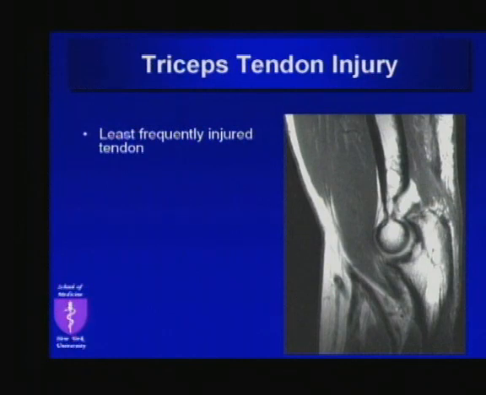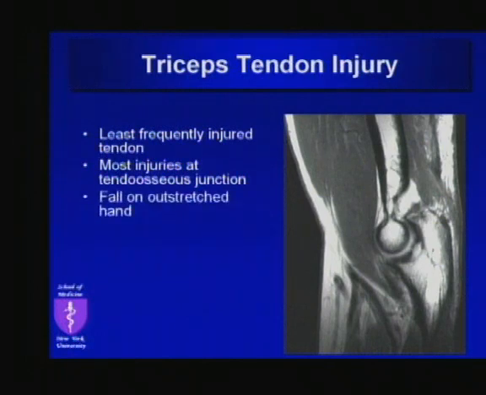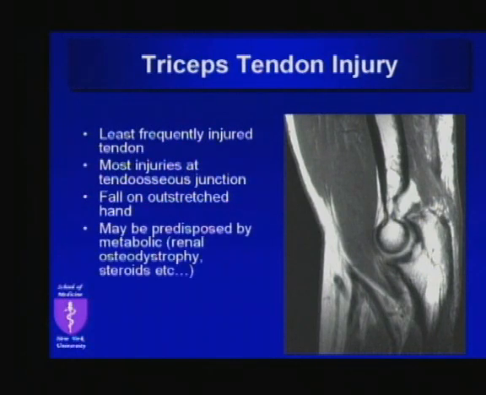Let's move on to the triceps tendon in the posterior compartment. This is the least frequently injured tendon in the body. When it does get injured, it is at the level of the tendo-osseous junction or the insertion on the olecranon. The common mechanism, as with many injuries to the upper extremity, is a fall on an outstretched hand. And there are certain patients who may be predisposed by metabolic derangements, i.e. renal osteodystrophy, steroids, rheumatoid arthritis.